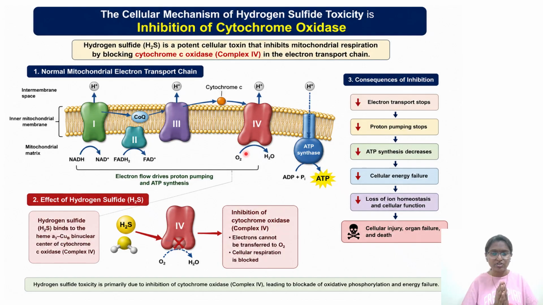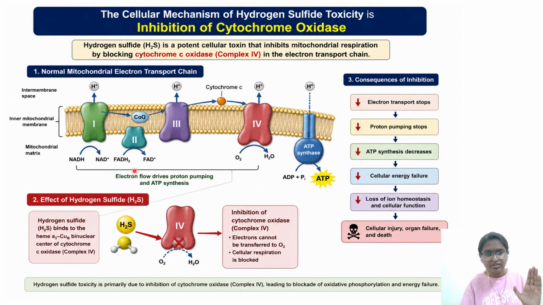Similarly, in the case of cyanide poisoning, also the same thing. Electron transport chain is disrupted. ATP generation will be stopped. As a result, the cell will not get enough energy. That is the thing you have to remember. Hydrogen sulfide is a potent cellular toxin that inhibits mitochondrial respiration by blocking cytochrome C oxidase, complex 4, in the electron transport chain. This is the thing you have to remember from the exam point of view.